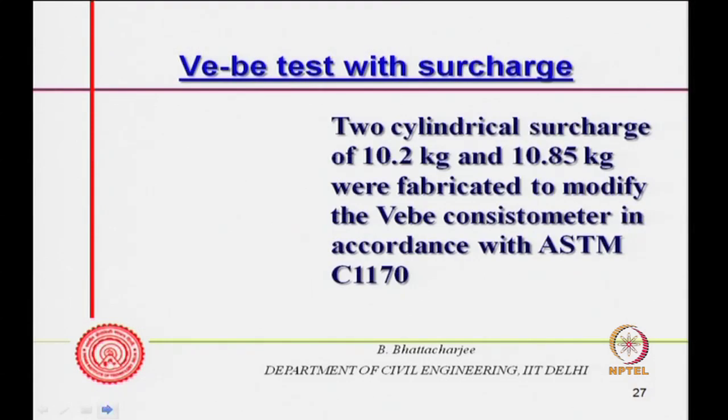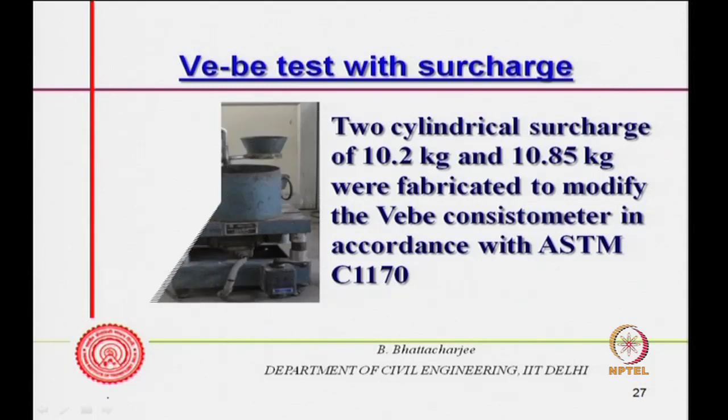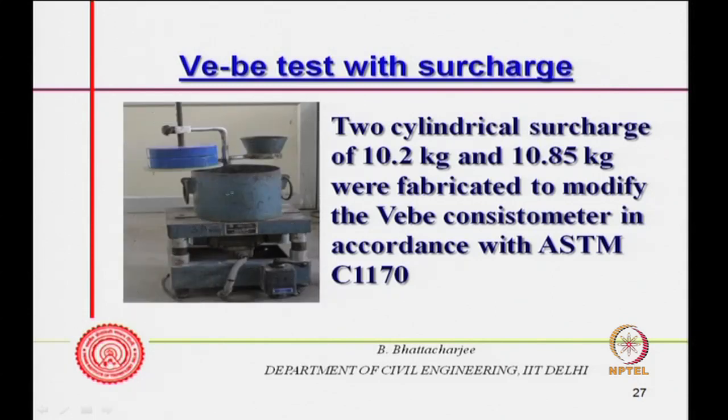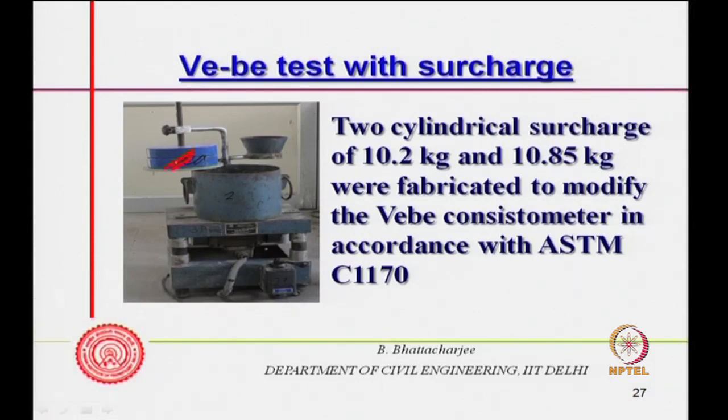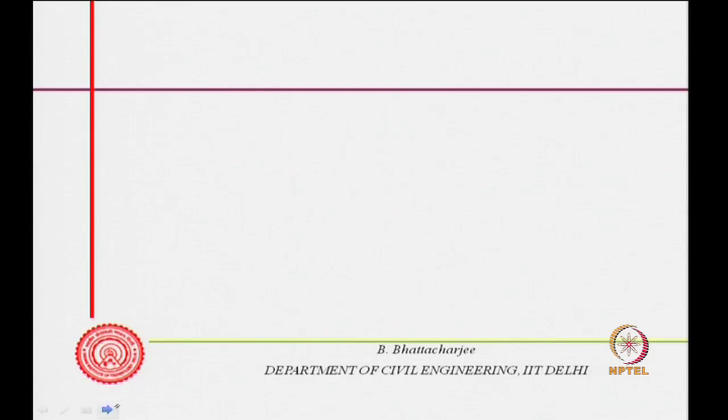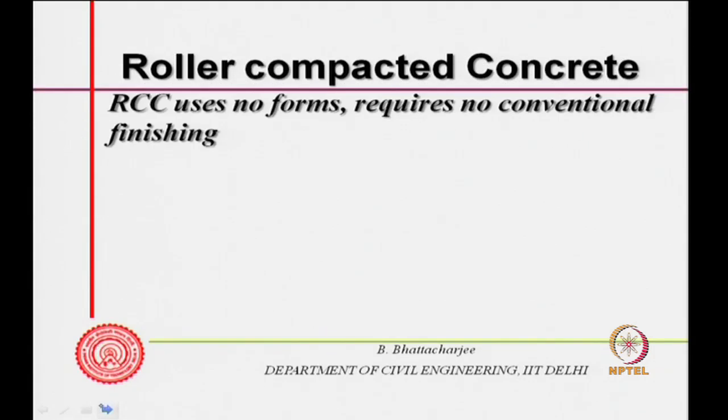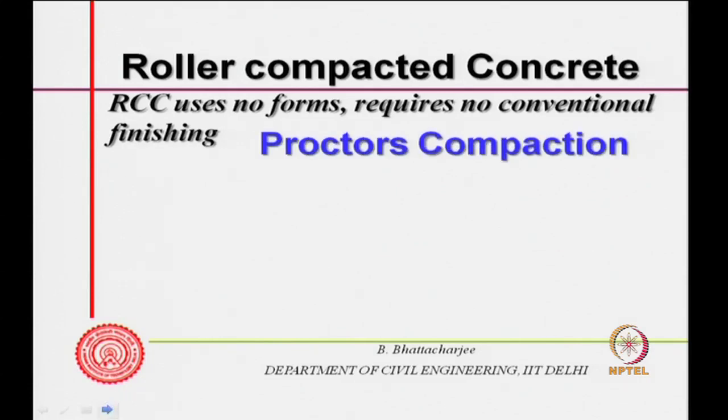So, a cylindrical surcharge could be of this kind for pavement concrete, the typical VB test, and you put a surcharge here. These are the surcharge. Let me use red color. Additional surcharge you put, and do the VB test. ASTM 1170 gives you the idea. So, VB test with surcharge, that is the idea, and RCC requires no forms, requires no conventional finishing. Therefore, it is a big advantage. You can design it for lower cement in fact.